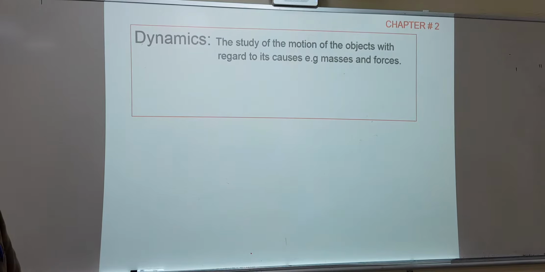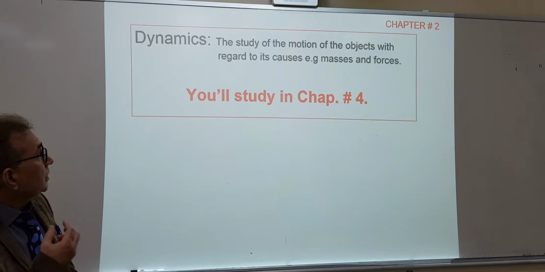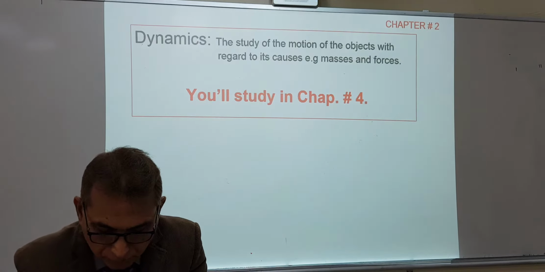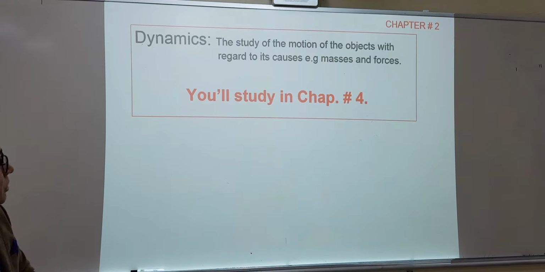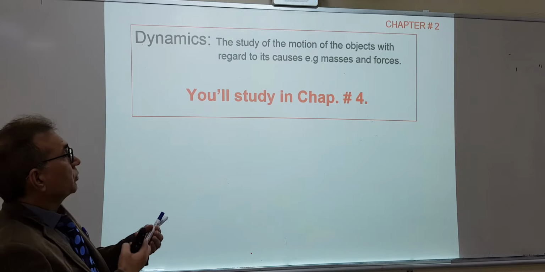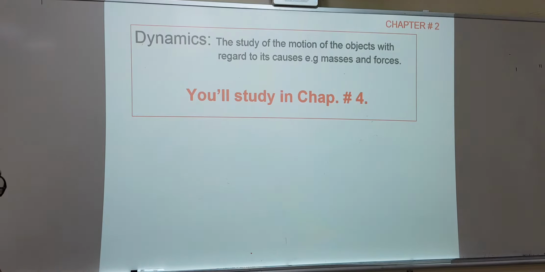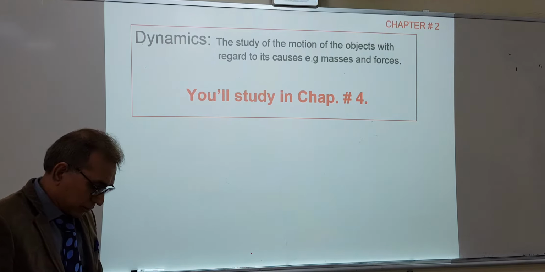Whenever we are studying the motion of different objects, we distribute them into branches. The first branch is called dynamics, the study of the motion of the objects with regard to its causes, right? So when we use the forces or the masses, we call this branch dynamics. So the study of the motion of the objects with regard to its causes. For example, the masses, when you hang some masses with the object or you apply the forces on some objects, this is the cause of the motion of different objects. We will be studying this in dynamics. All right.